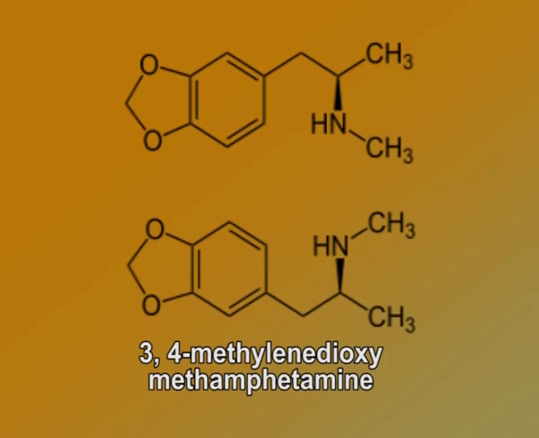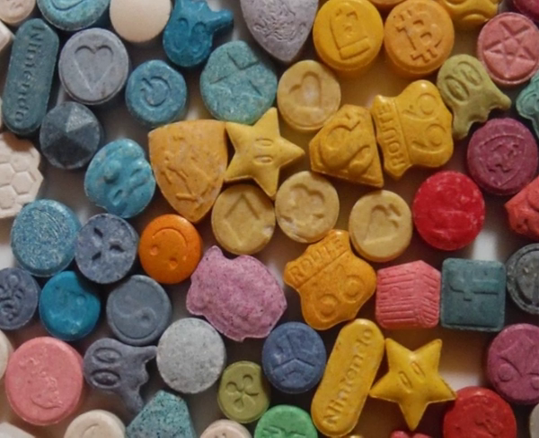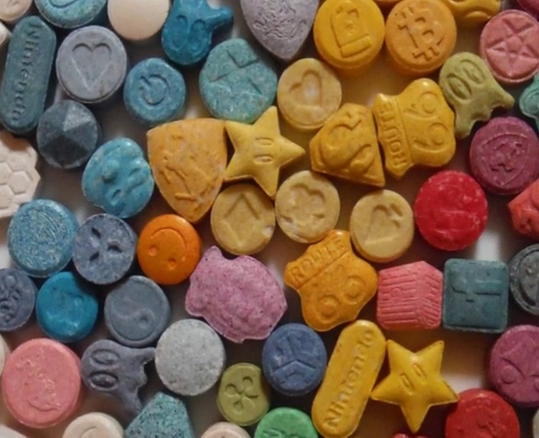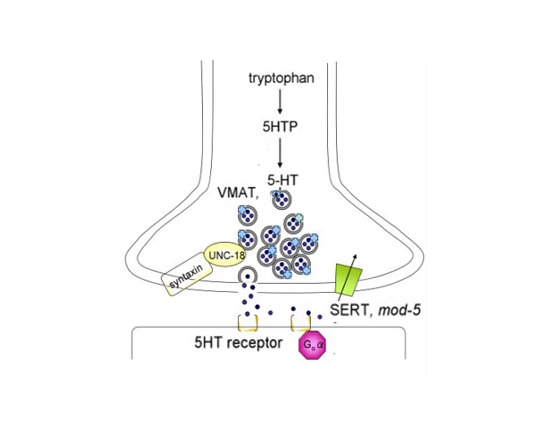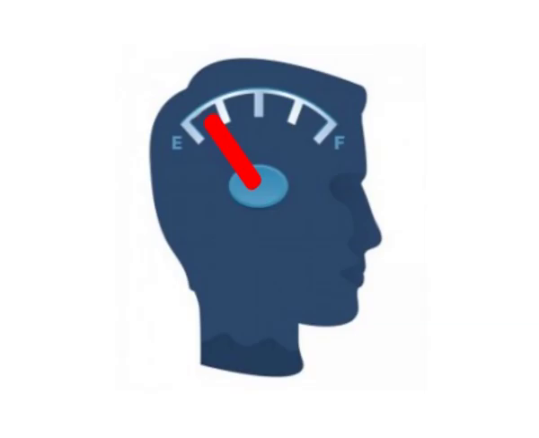MDMA, 3,4-methylenedioxymethamphetamine, is an amphetamine derivative with complex effects on monoamine function. It inhibits monoamine transporters, principally the 5-HT transporter, and also releases 5-HT, the net effect being a large increase in free 5-HT in certain brain regions followed by depletion. Similar but smaller changes occur in relation to dopamine and noradrenaline.